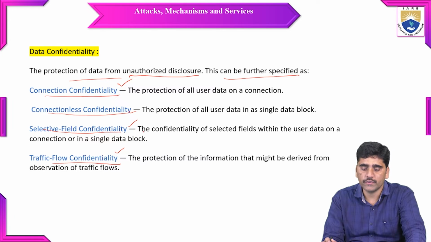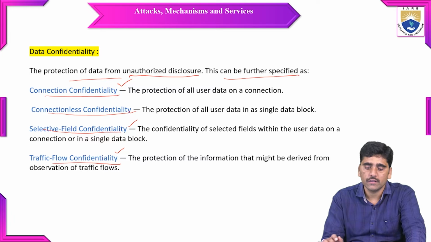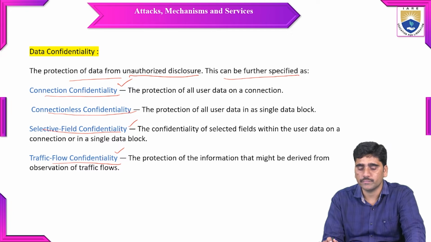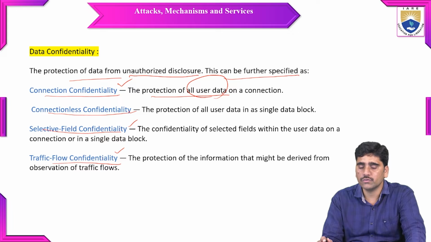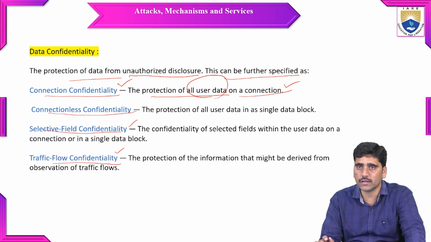Here, connection confidentiality is the protection of all user data on a connection. We are not going to disclose the user's information on this connection. That is nothing but connection confidentiality. Based on the connection, you are going to protect all the users' information.